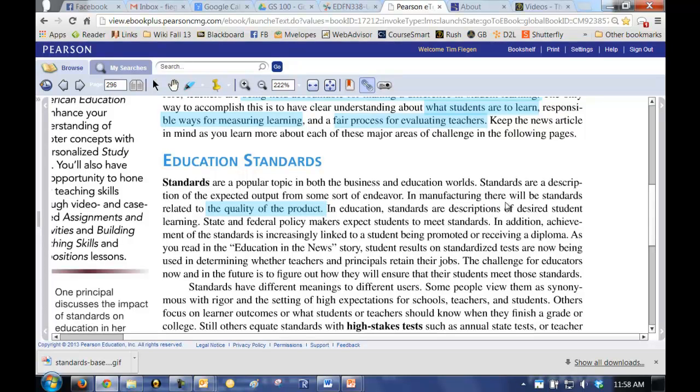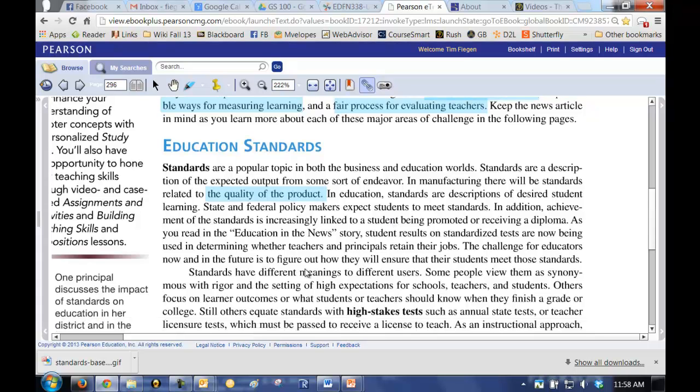Manufacturing has this too, a standard for the quality of the product. Don't you want that if you're buying something? You want some kind of standard against which it's measured. Now state and federal policymakers expect students to meet standards. It used to be local, it used to be teachers, it used to be parents. Now we've turned it over to state and federal government to determine what students are to learn and what standards they meet.